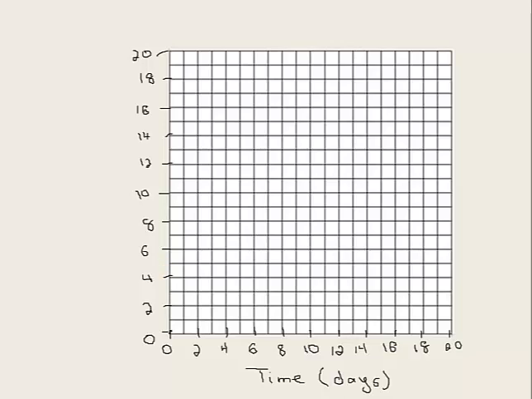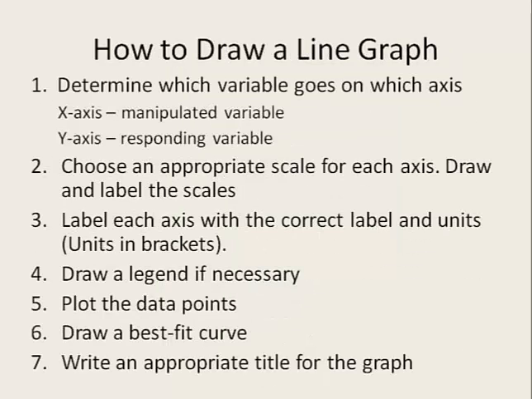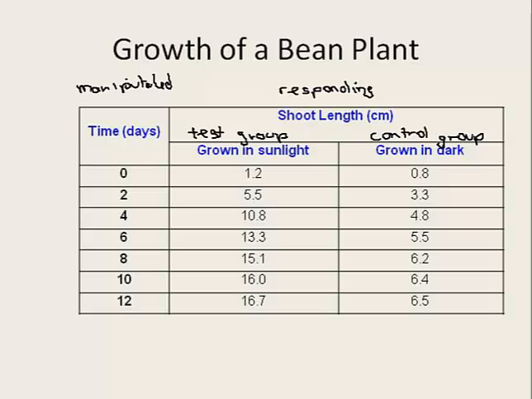So we normally work in multiples of 1 or 2 or 5 or 10, and then it goes up from there. So from 10, you might go every 20, every 50, every 100. But you normally don't make each division worth 3 or 4 or some odd number like that. Now we have to label our y-axis. Our y-axis was our responding variable, which is the length of our shoot. And our unit is centimeters.